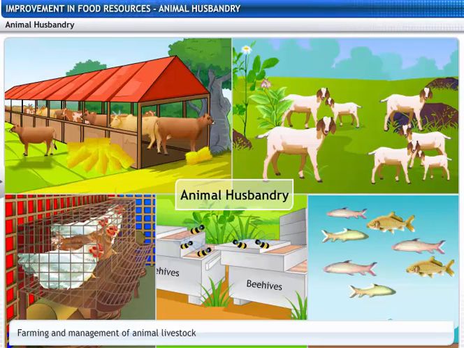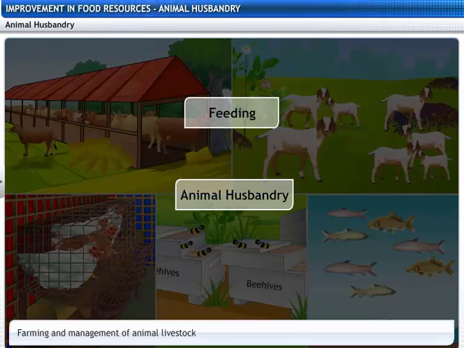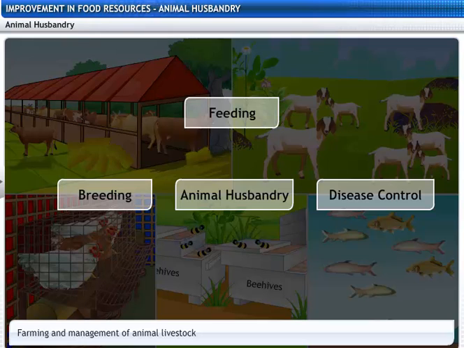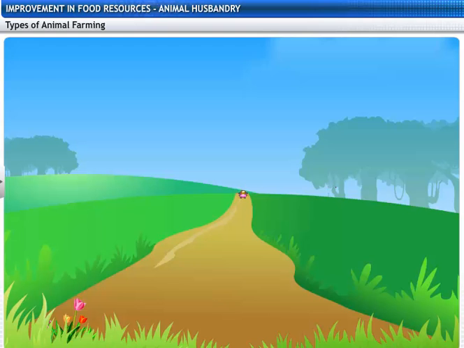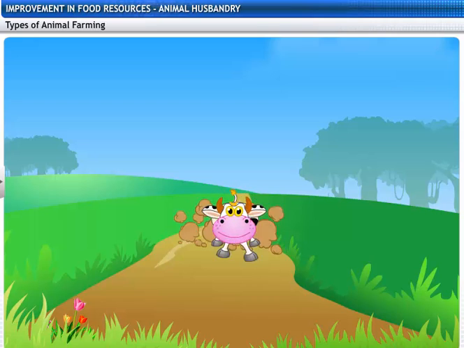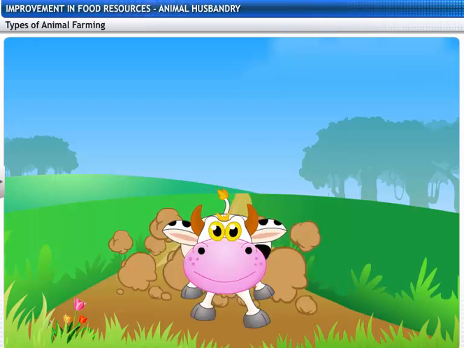Animal husbandry is the farming and management of animal livestock, including cattle, goat, sheep, poultry, and fish. It includes various aspects such as feeding, breeding, and disease control. Meet Moo. Looks like she's going somewhere. She looks excited.